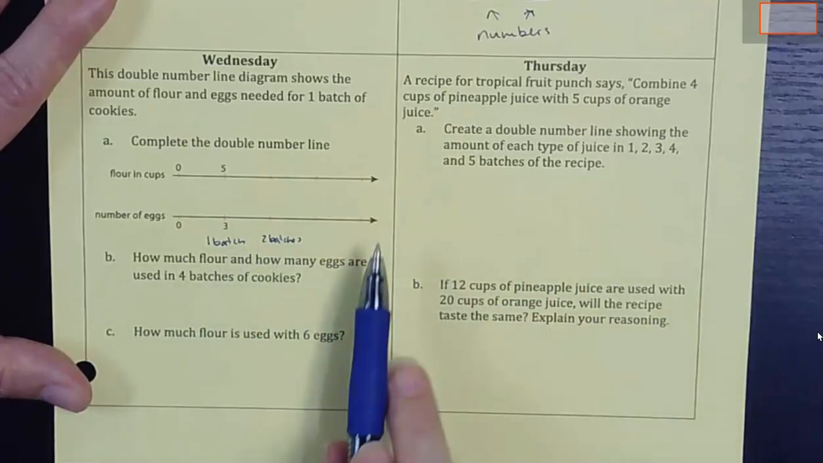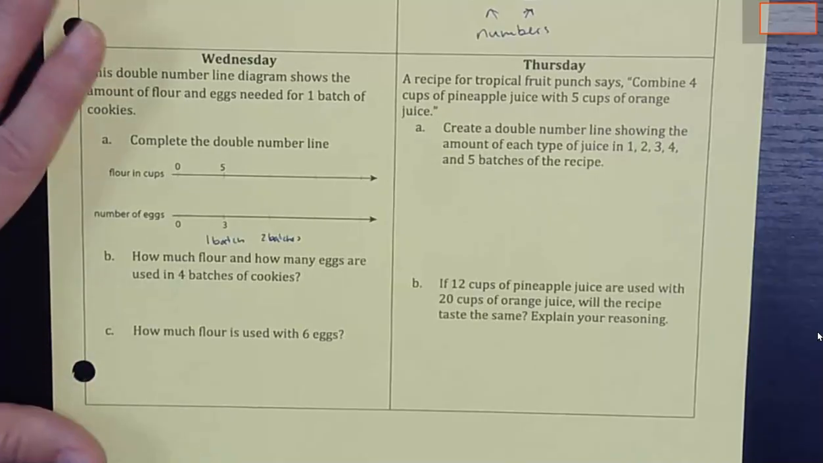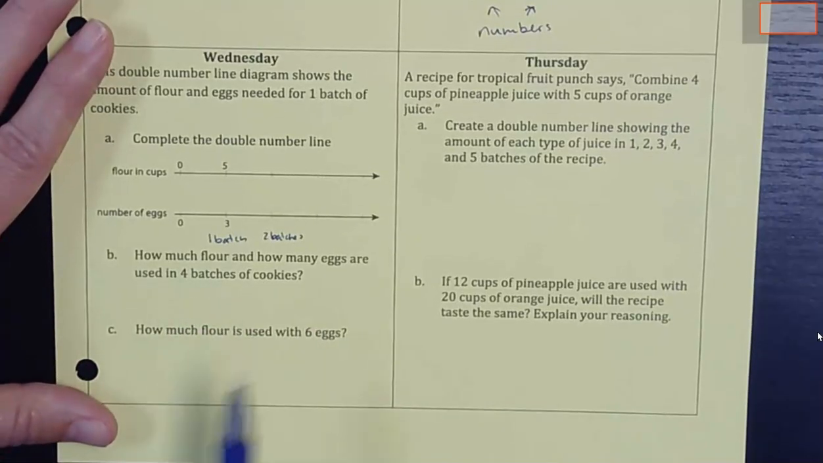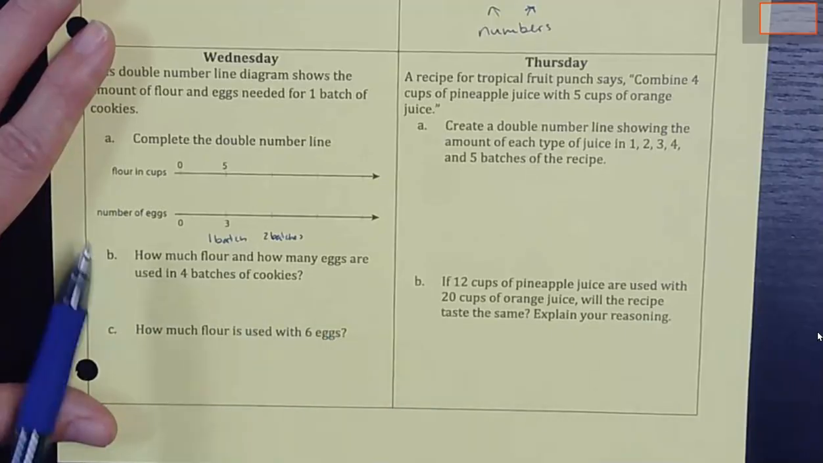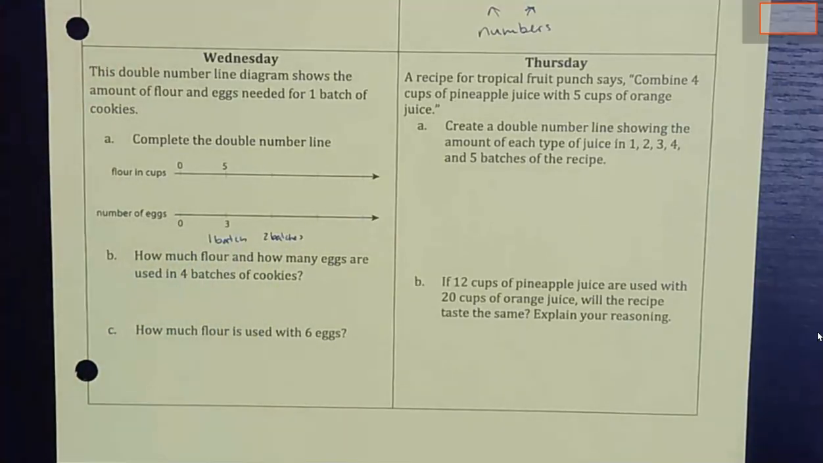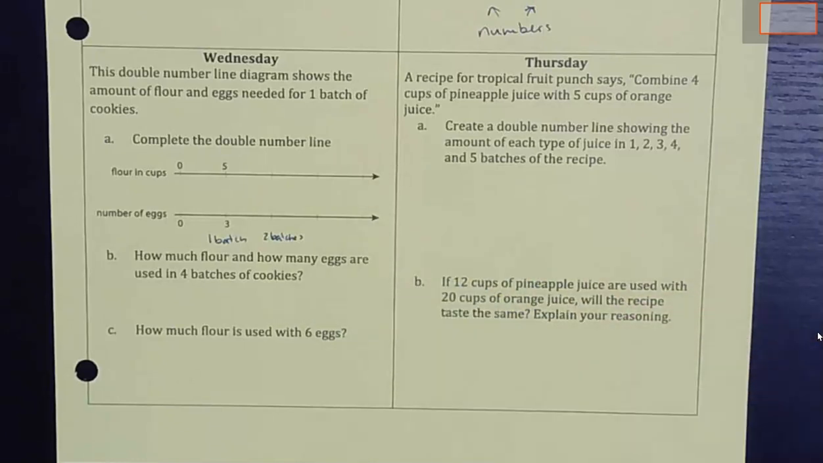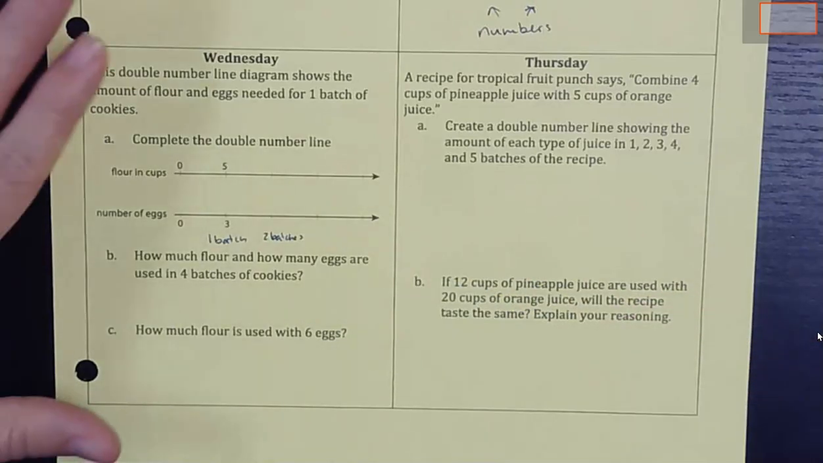And so you should be able to see whatever you filled in here would be 4 batches, and that would give you your answer. Make sure you label your answer with your eggs and your flour. And then C says how much flour is used with 6 eggs. You should see 6, so you're going to go to the eggs and find 6 on your line and then look up to see how much flour it was. Okay, so you have to do your double number line to answer these questions. Pause there for Wednesday.